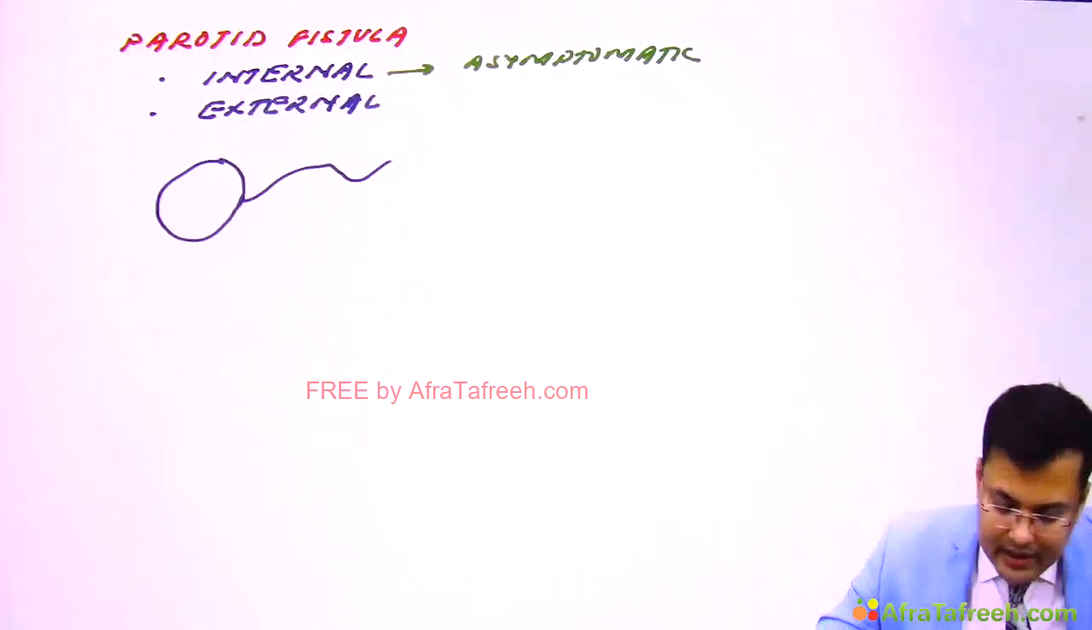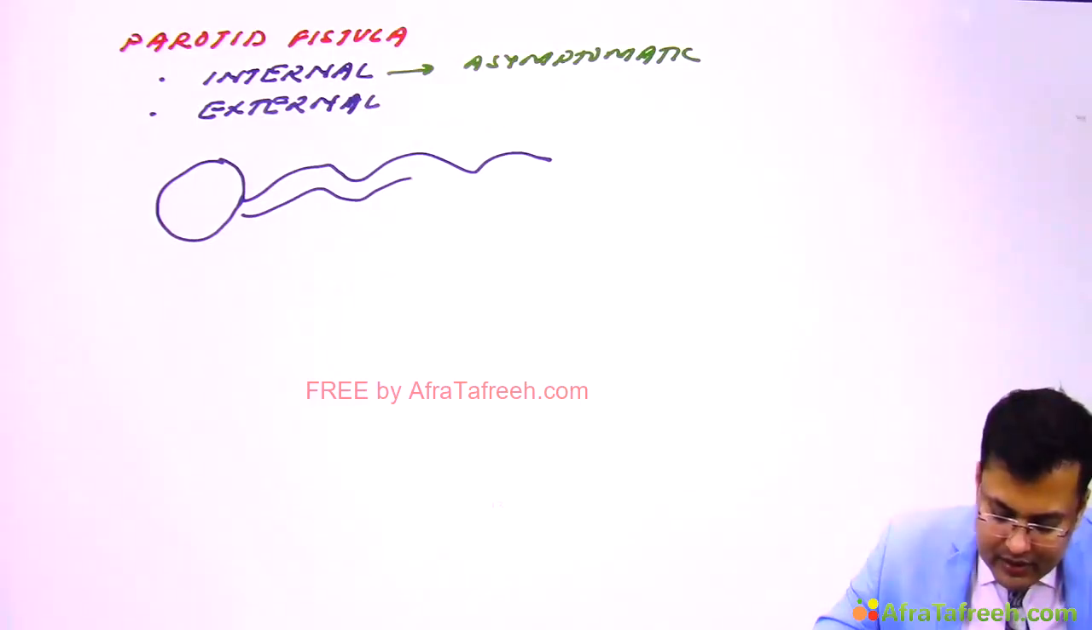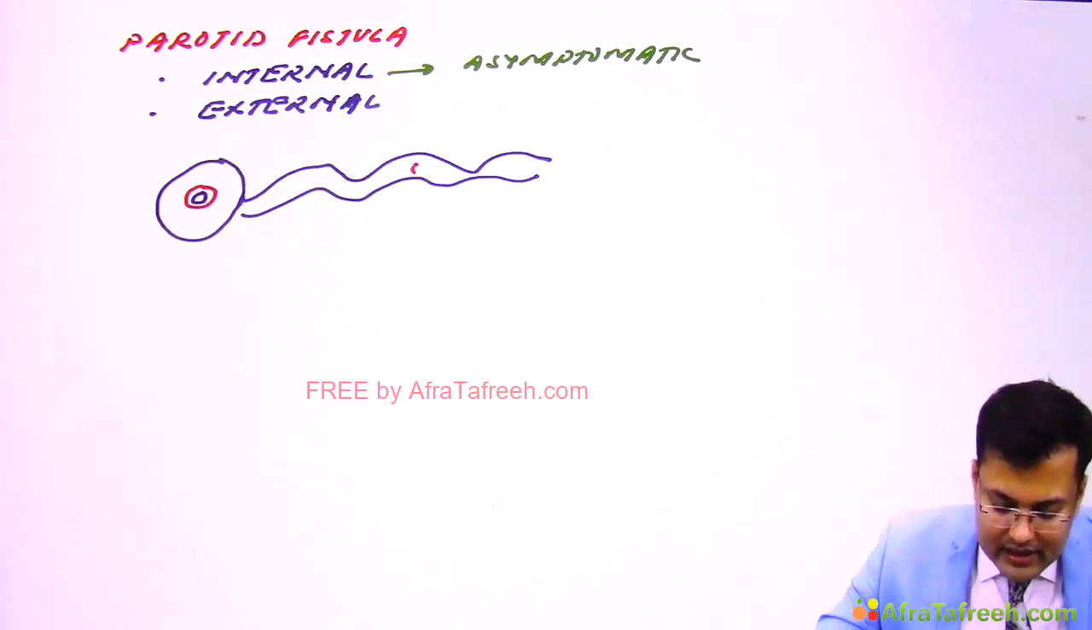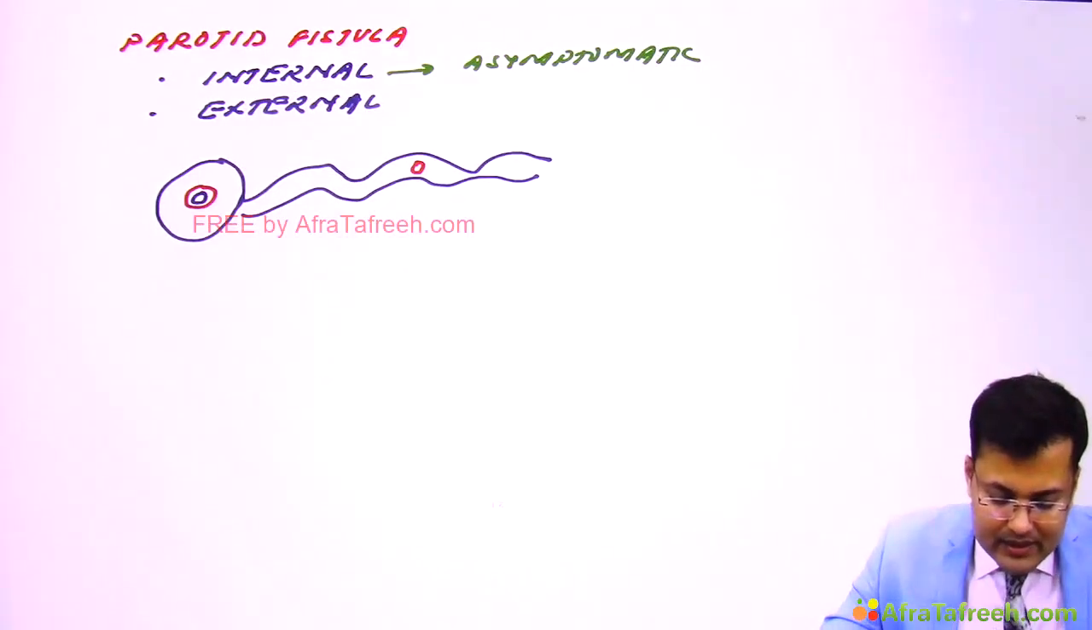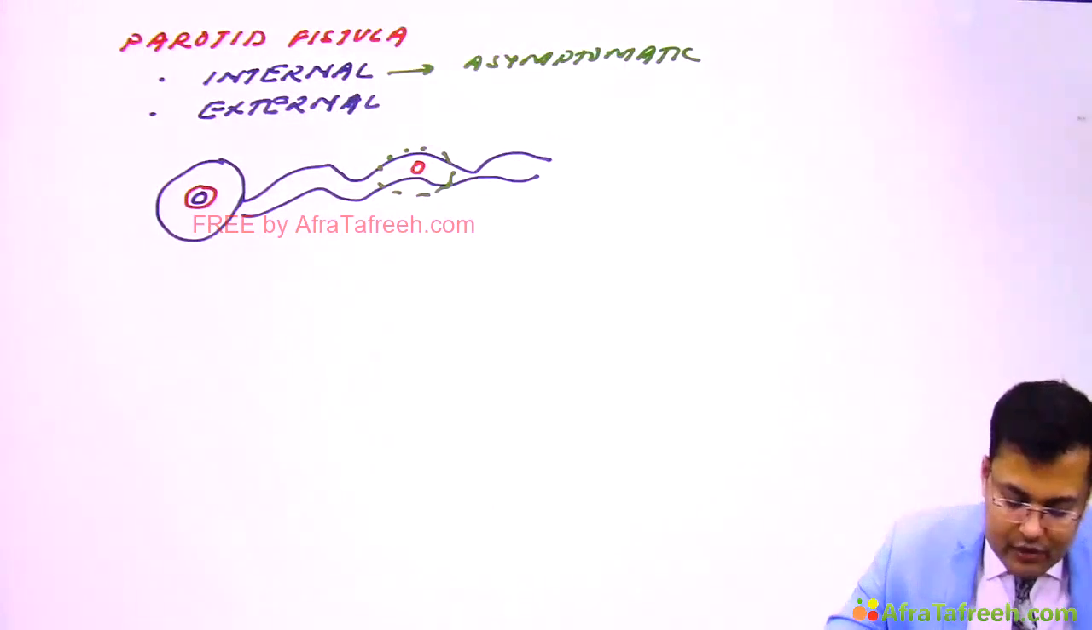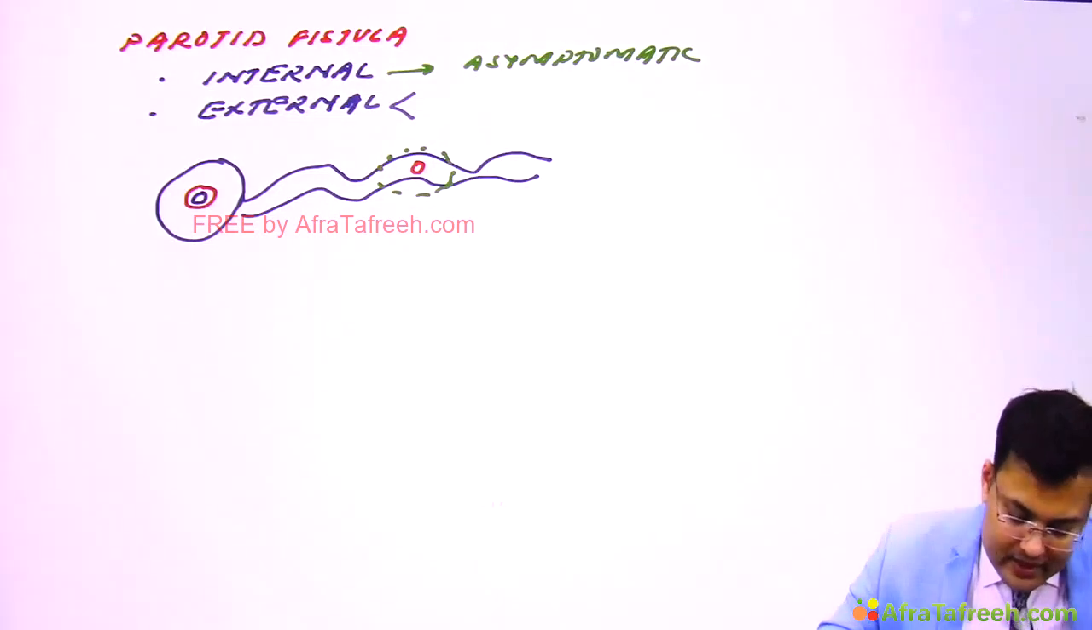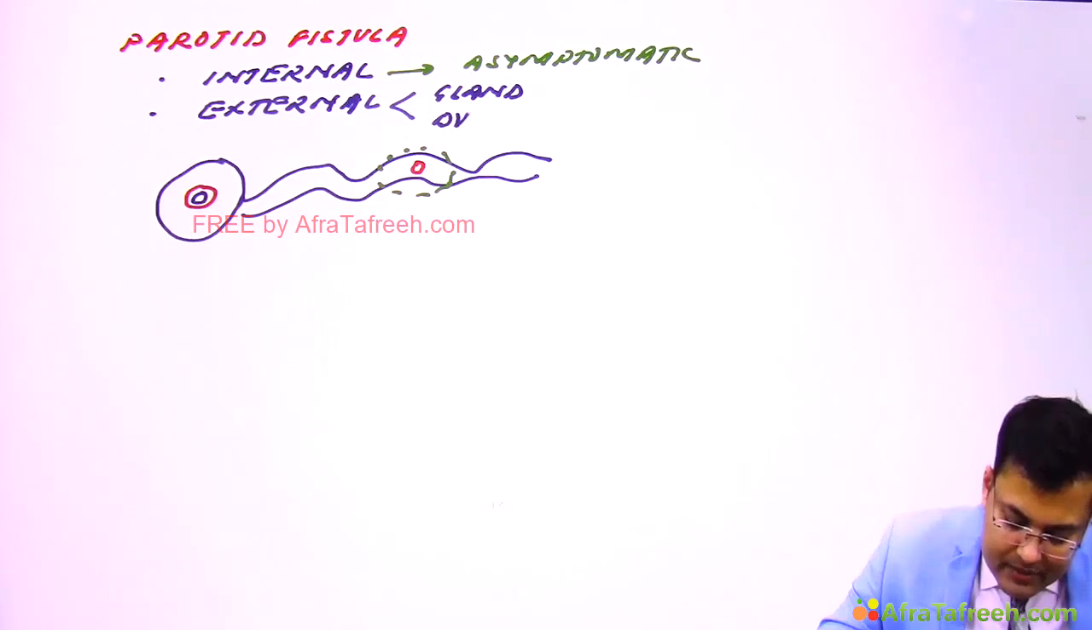External fistula, either it is arising from what? The gland. So there is a pinpoint opening here overlying the gland, or it is arising from the duct. And if it is arising from the duct, because of secretions, what happens? There is excoriation in the surrounding. So external fistula is of two types, arising from gland or arising from duct.